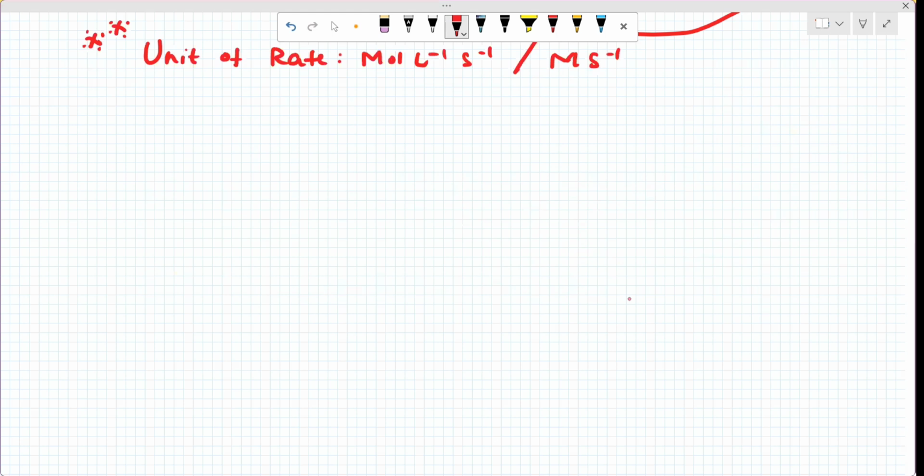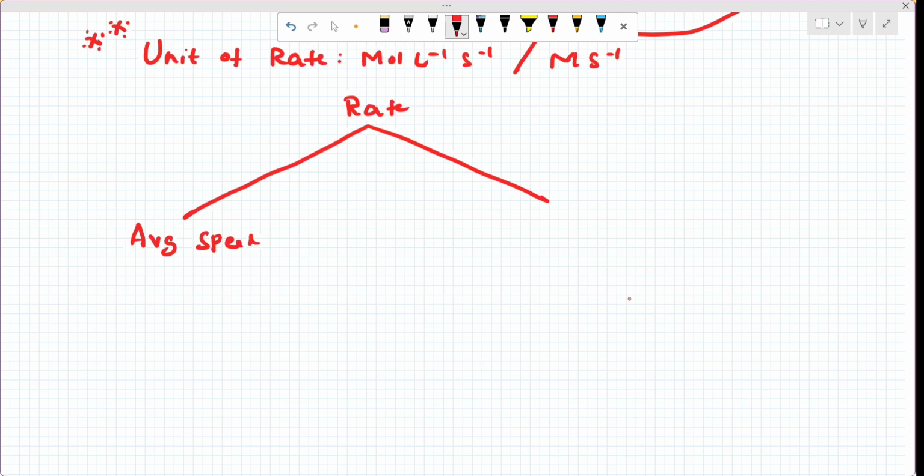Now the rate is classified into 2 types. One is average rate, like average speed. The other is instantaneous rate, like instantaneous speed. What is average speed? V average. This is speed. Okay, rate is like speed.